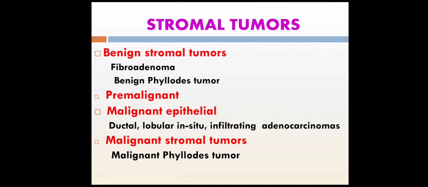Coming to the benign and malignant stromal tumors, the benign stromal tumors are fibroadenoma and benign phyllodes tumor. Besides the fibroadenoma and phyllodes tumor, other benign tumors can also occur, like hemangioma, lipoma, angioma, myofibroblastoma, or anything related to stroma. All the benign tumors that can occur in soft tissue can occur in the breast stroma as well. Then in stromal tumors, there's a pre-malignant condition also, which is called borderline tumors. The malignant stromal tumor is malignant phyllodes tumor.